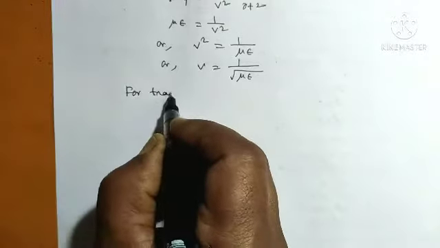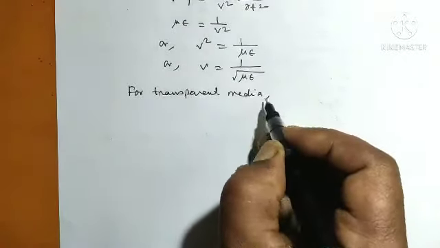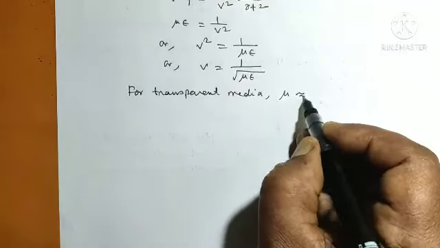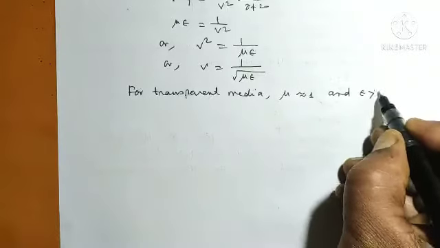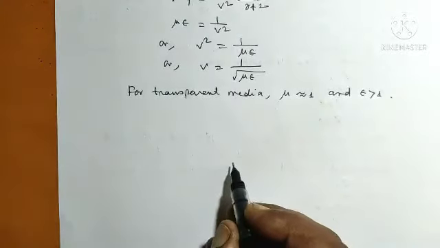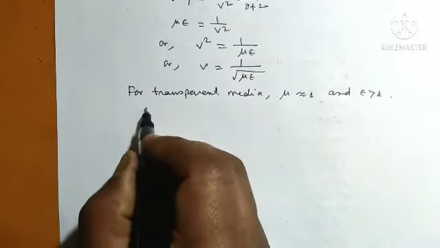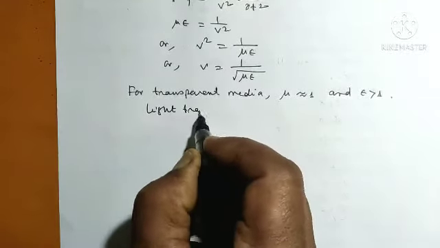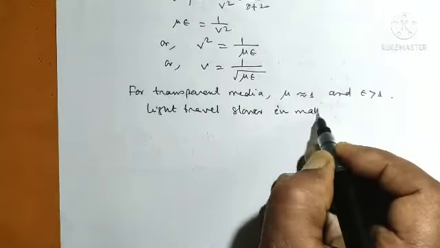For transparent media, mu is very close to 1 and epsilon is greater than 1. Epsilon is greater than 1. So light should travel slower through matter. Light travels slower in matter.